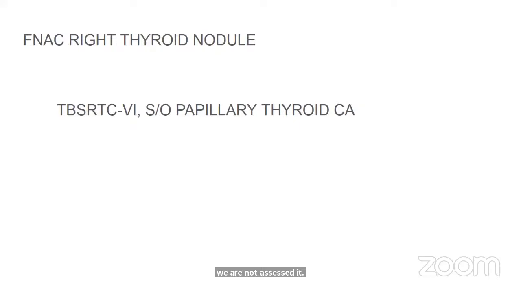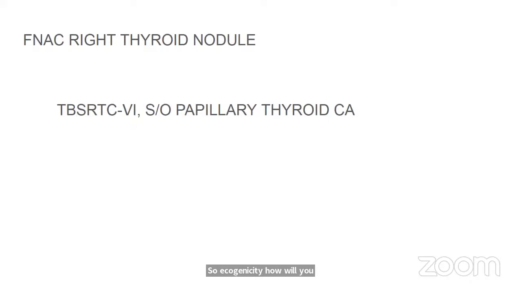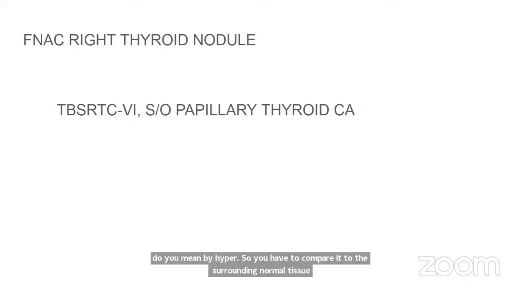Yeah, before that, Dr. Shetty, about that hypoechoic nodule, Ginny, you were telling about that. So echogenicity, how will you compare the echogenicity of the nodule to what? Hyper and hypo. Ginny? Yes, ma'am. You said hypoechoic, so you have to compare with the surrounding normal tissue, especially the strap muscles. So hypo or hyper, that is brighter or dimmer. That is what you meant by hypo or hyper. So you have to compare it with the surrounding normal tissue.